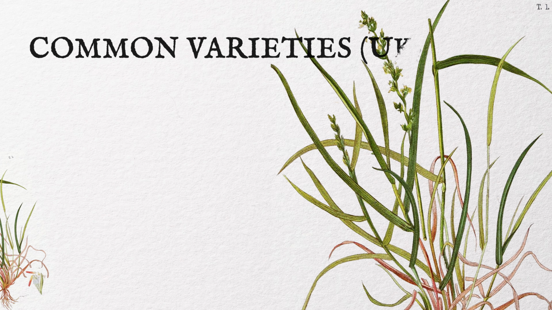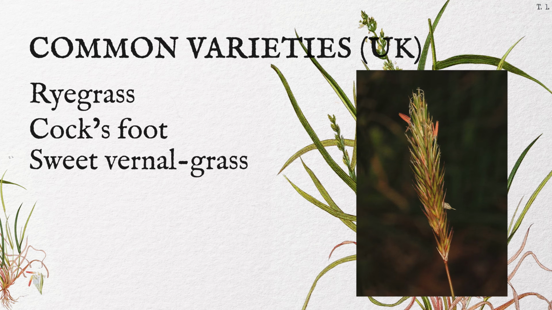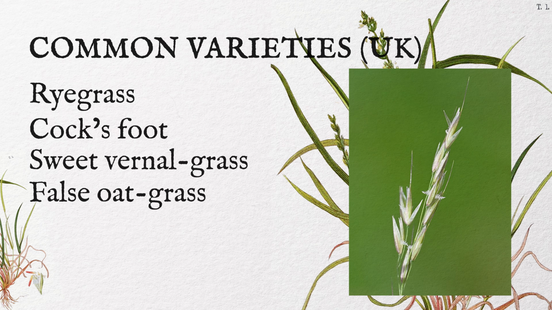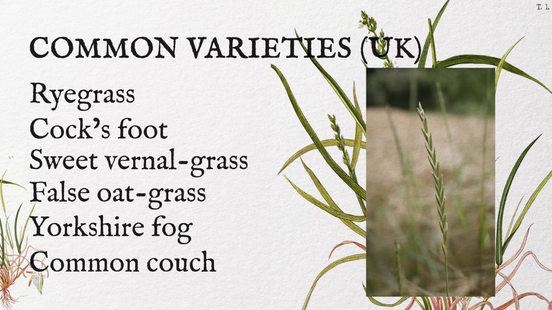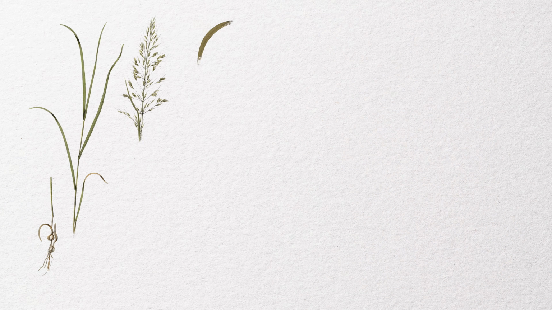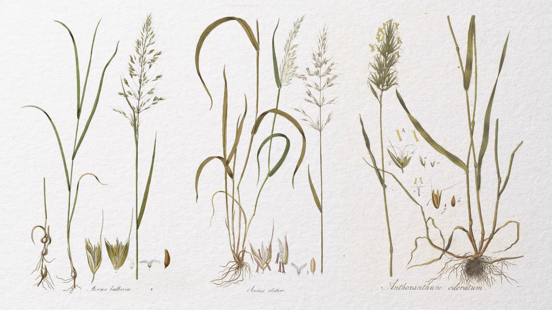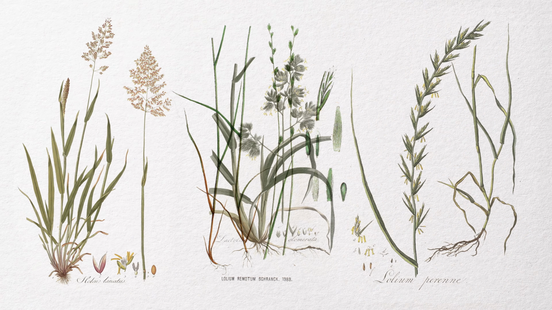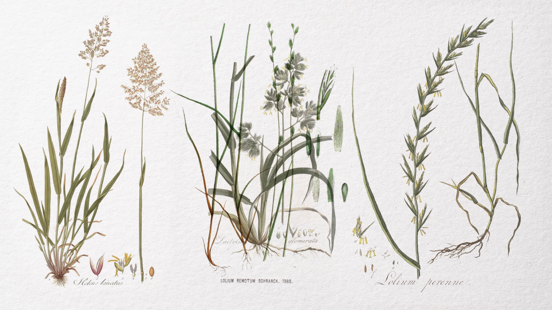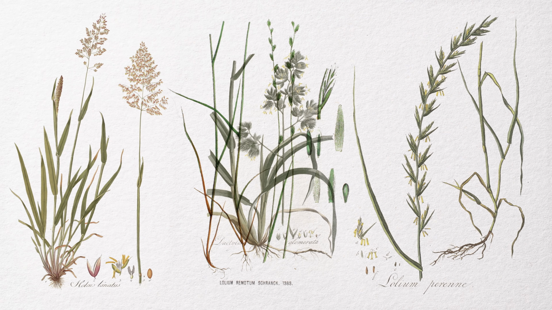For example, some of the common types of grass in the UK are ryegrass, cocksfoot, sweet vernal-grass, false oat-grass, Yorkshire fog and common couch. So the 160 species might sound like a lot, but across the planet there are over 12,000 species of grasses, making grass one of the world's most varied and adaptable plant species.